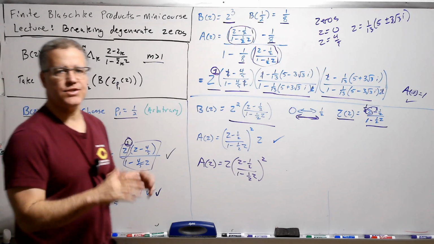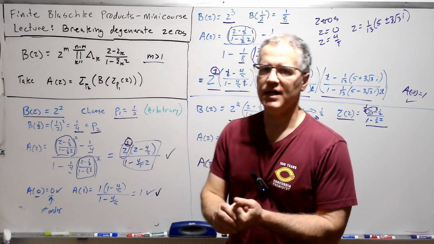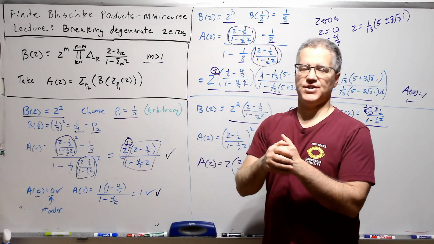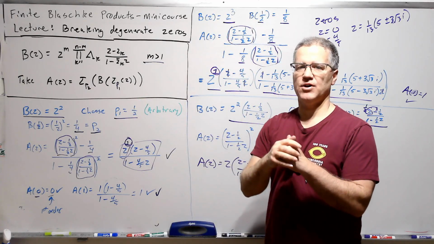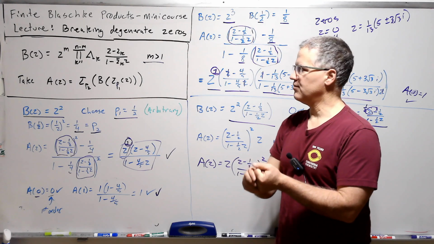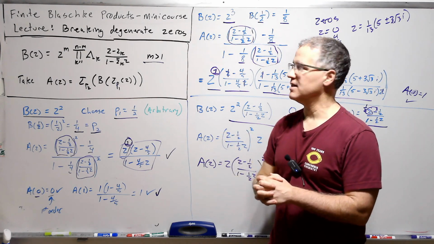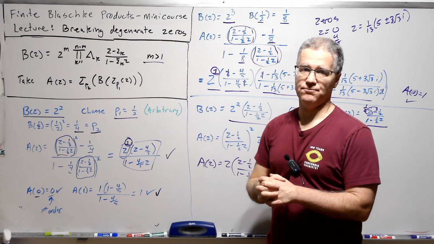All right, so this is kind of a quick video just to show this extra step. So last video we talked about normalization. This video we'll talk about breaking the degenerate zeros if we need to.